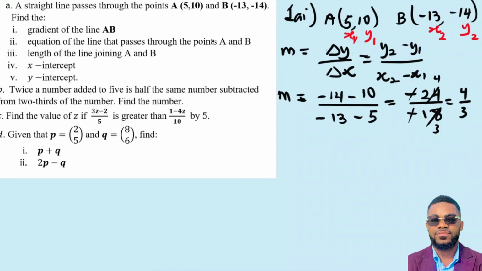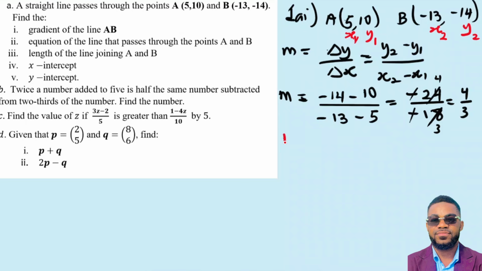So easily, we have been able to find the gradient of the line that passes through the points A and B. That is 1A, i. Now let's come to the next one. That's the equation of the line that passes through the points A and B. So that's going to be question 1A, ii.